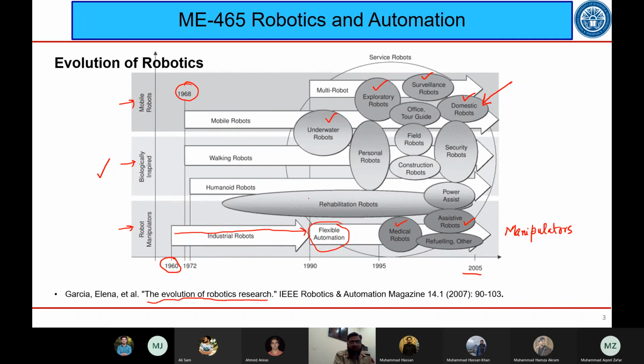Similarly, then humanoids, which are called the biologically inspired robots. Humanoids and walking robots also came in, and we saw some humanoids and walking robots yesterday in the lecture. Can somebody name those for me? Do you remember? What was the name of the humanoid robot which we saw? It was Asimo, made by Japan, and Honda made it for us.